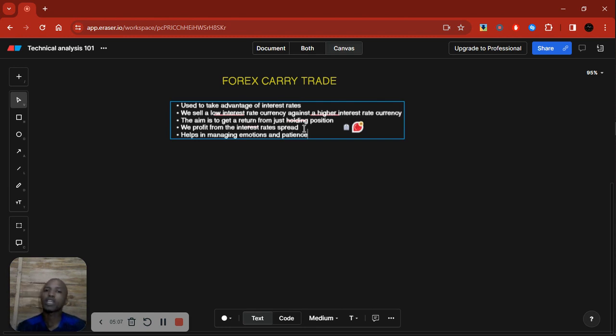Because look at it this way, if you know that you're getting paid for just holding the position, are you really in a rush for the trade to go in your intended direction? That is the question. So if you know that every single night the broker will pay me, will you really rush the trade to go in your direction? Of course, you would like that. But then when that eventually happens, you would have already started getting a return from just having the position open, right?